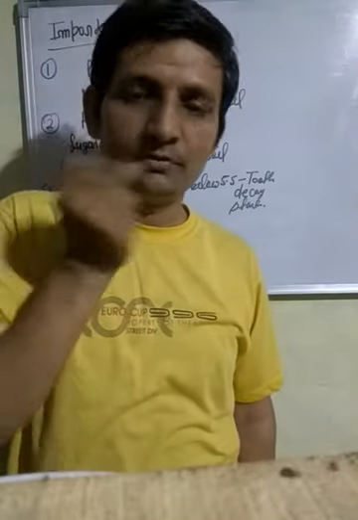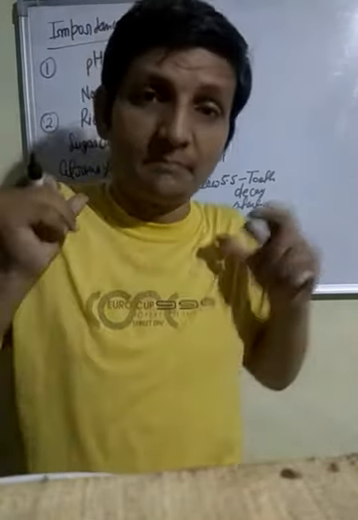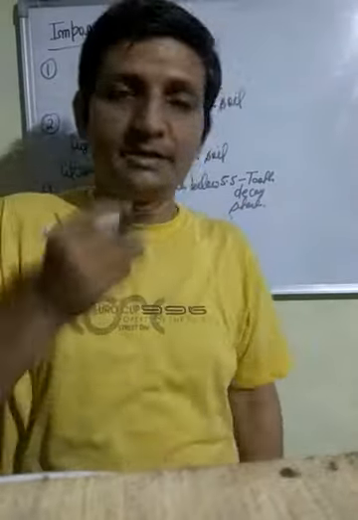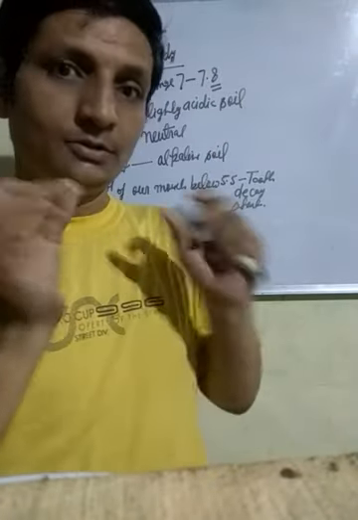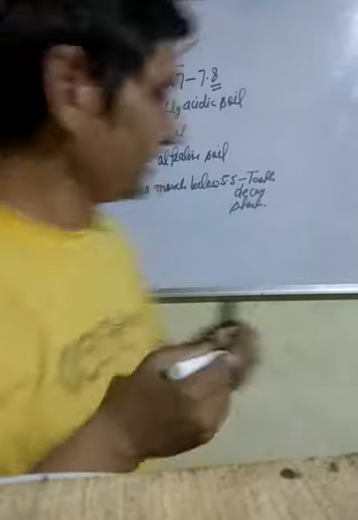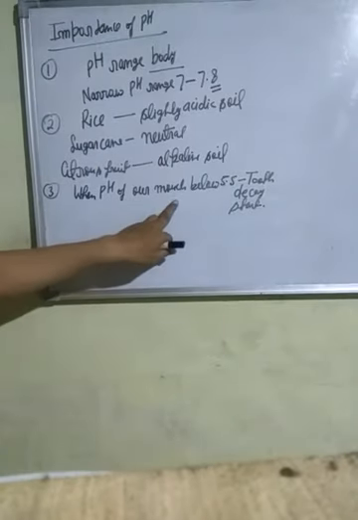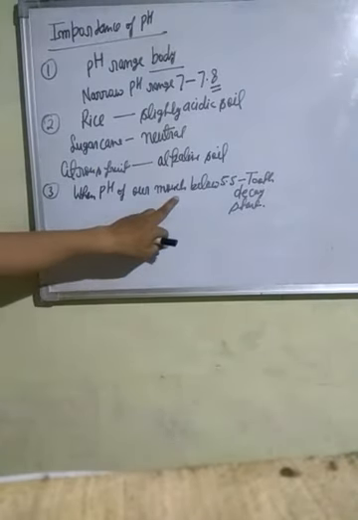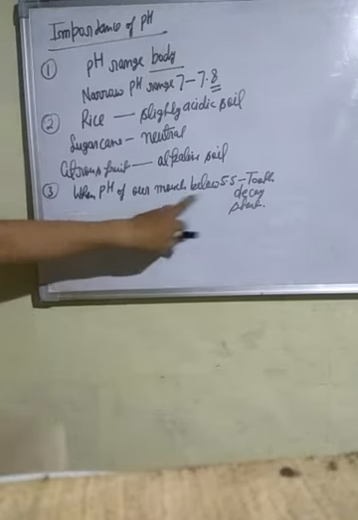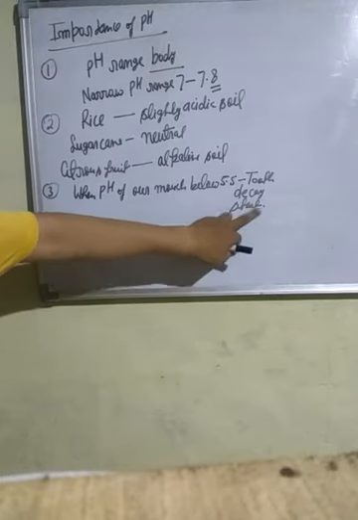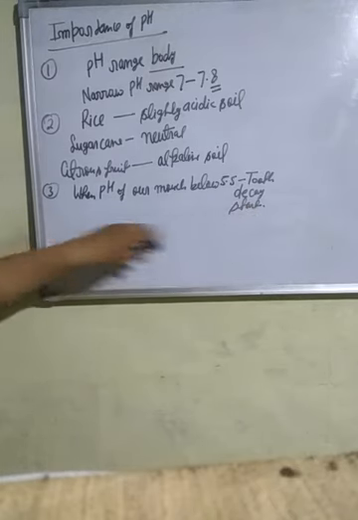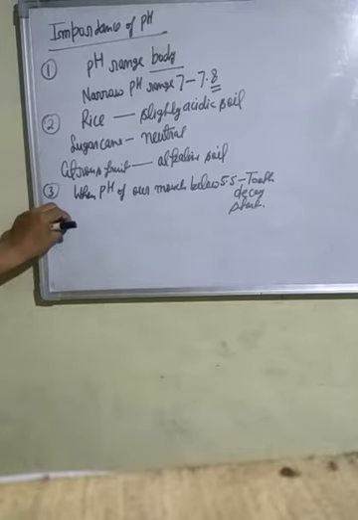So all the time you have to take care of your teeth, because teeth are a very important part of your body. The hardest part in our body is the tooth enamel. So look here, when the pH of our mouth is below 5.5, then tooth decay starts.